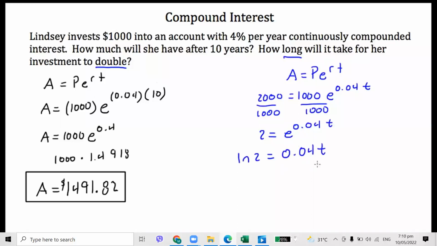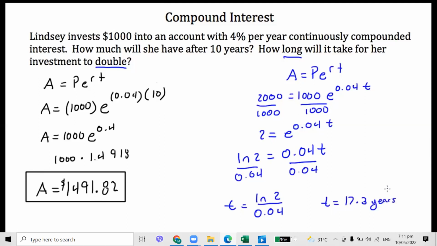Now that my variable is out of my exponent, I can solve for t. I just divide by 0.04 on both sides. And I get t is equal to the natural log of 2 over 0.04. If you calculate this out, you'll see that t is equal to approximately 17.3. Now we're paying 4% per year, so this is 17.3 years. So it takes a little bit over 17 years for Lindsay's investment to double.